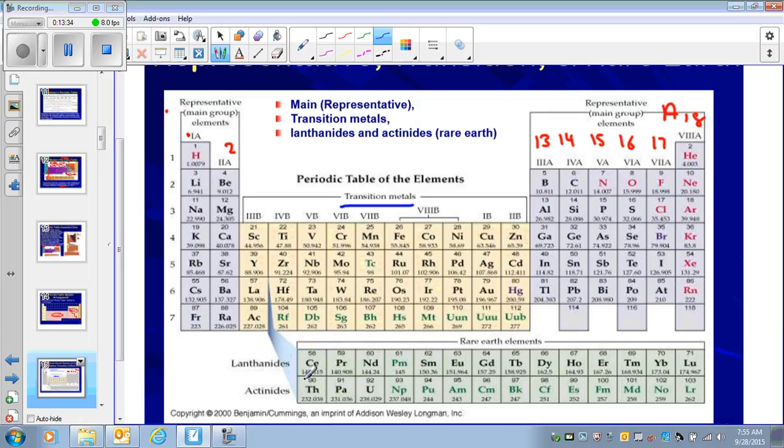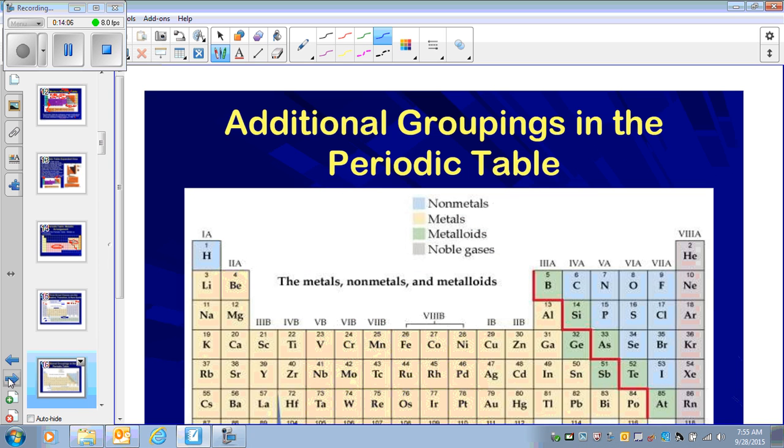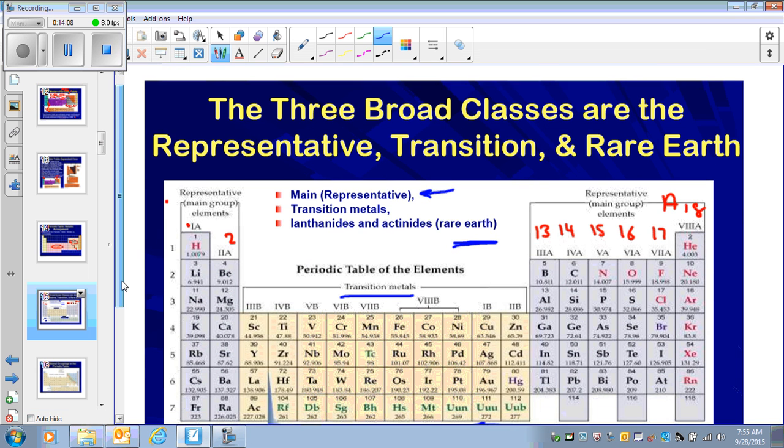And the elements at the bottom that were pulled out by Glenn Seaborg, they used to be part of the main body. Now they're pulled out. They're called lanthanides and actinides, and they're also called rare earth elements. So you have to know these terminologies: we have main group elements, we have transition metals, and we have lanthanides and actinides, which are called rare earth elements. All right, so this classification of the periodic table you have to memorize.